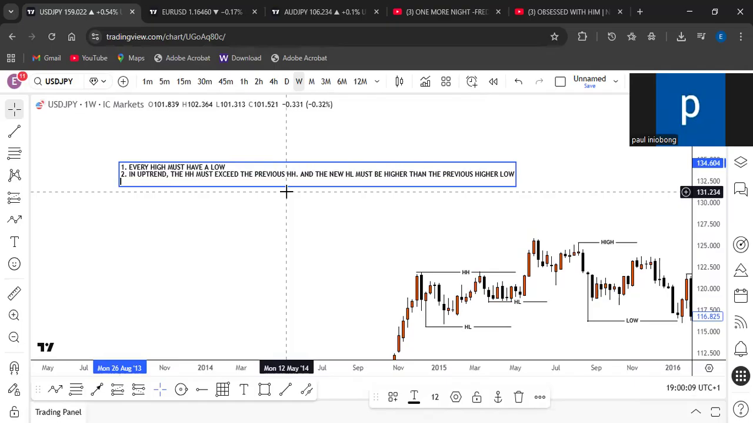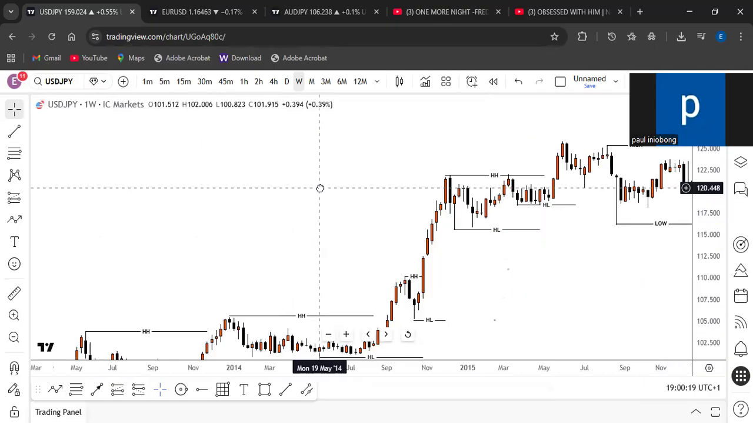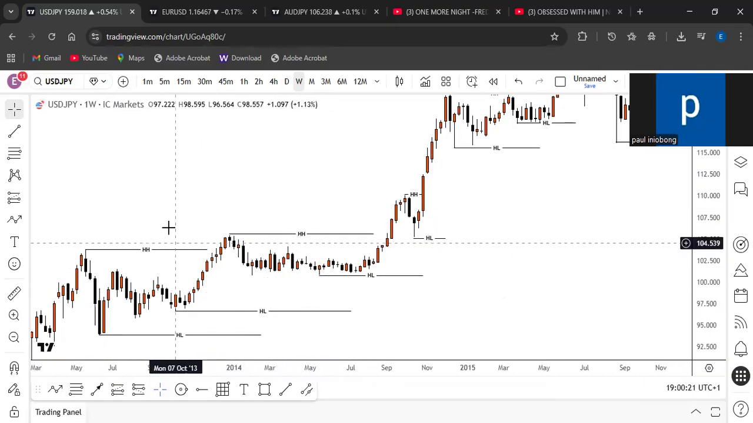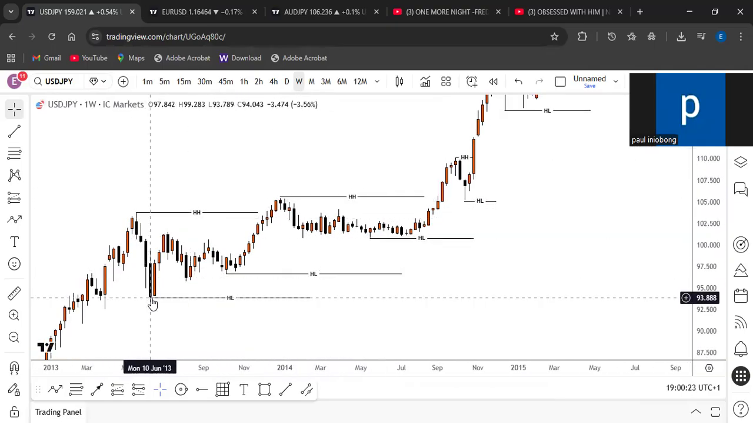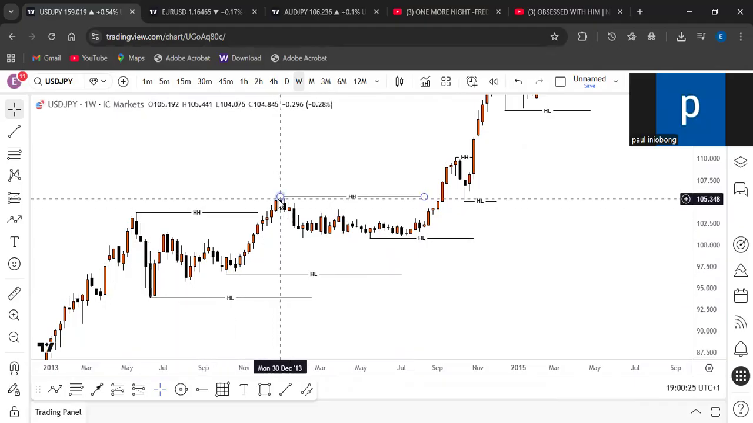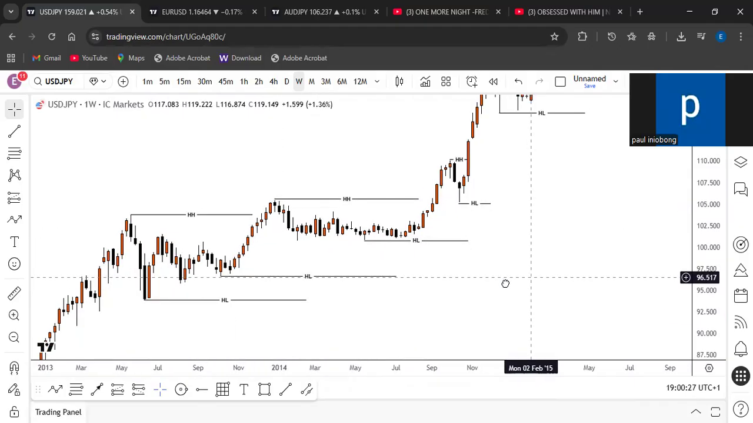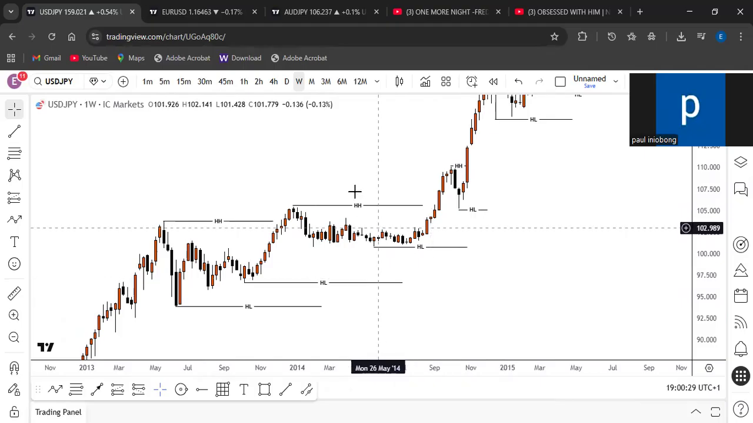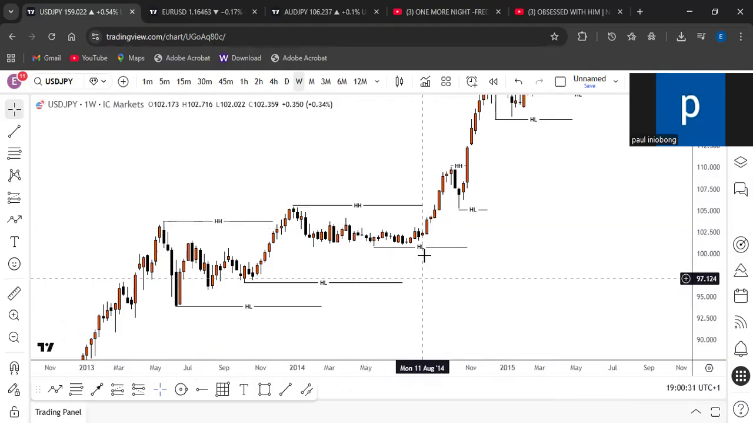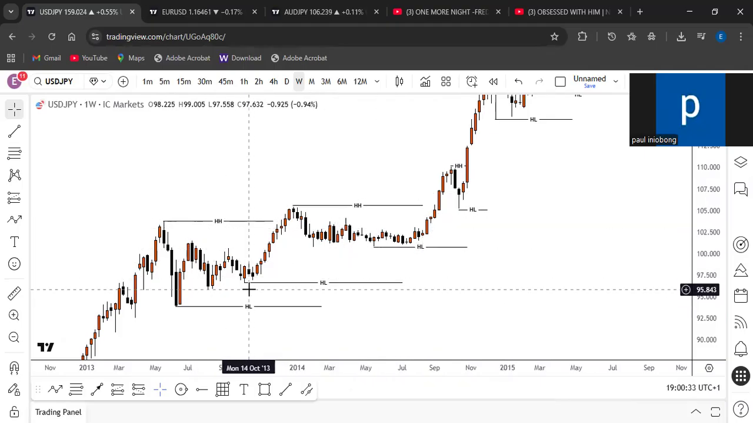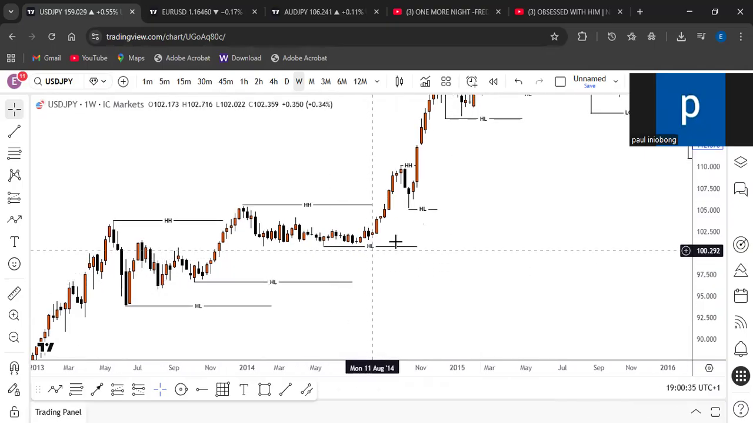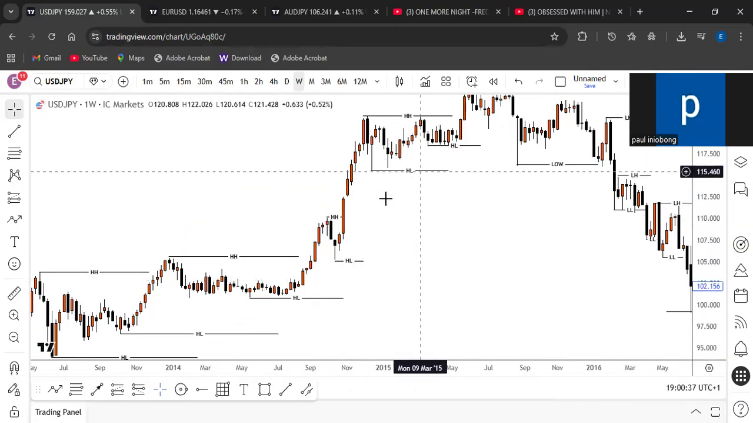Number three, the new higher high must be higher than the previous higher low. So if you check this out, every high must have a low. This high has a low. This low has a high. This high has a low. That's the first, number one. Number two, this higher high is higher than this one. This higher low is higher than this one. So you can see the sequence the market plays around.